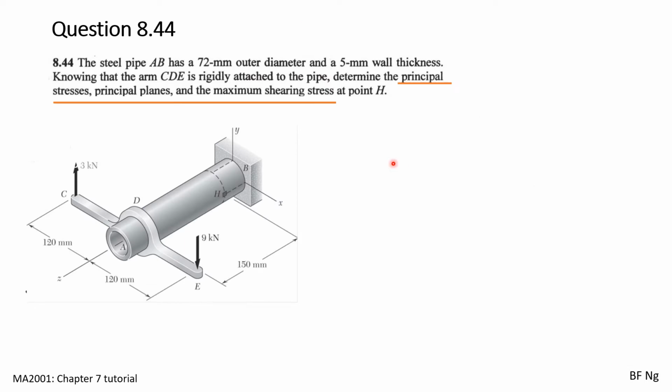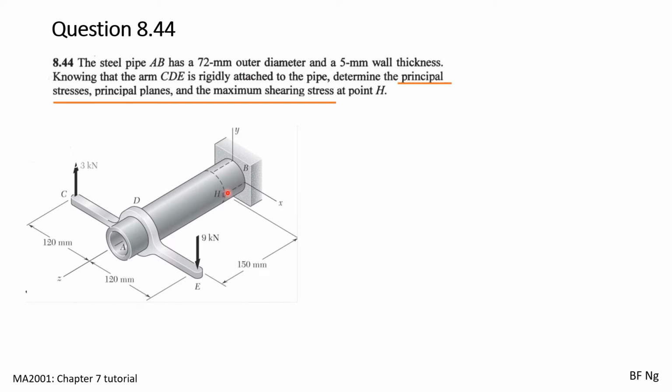In this question, we have a steel pipe with an arm CDE. There are forces of 3 kN upwards at C and 9 kN downwards at E. We are told to find the principal stresses, principal planes, and maximum shearing stress at the point H.